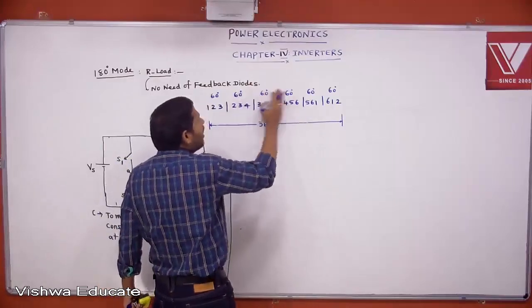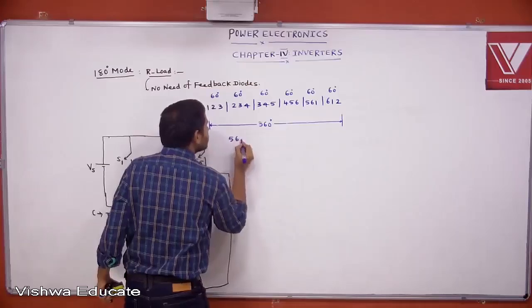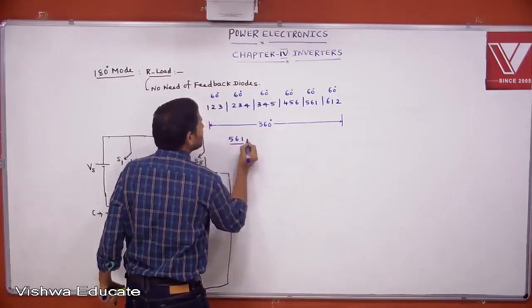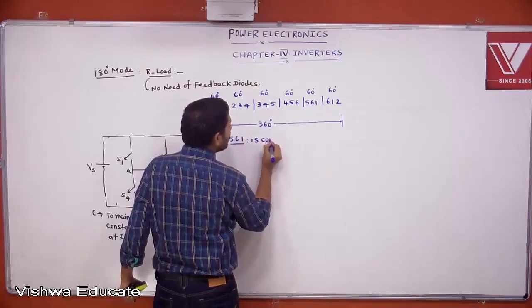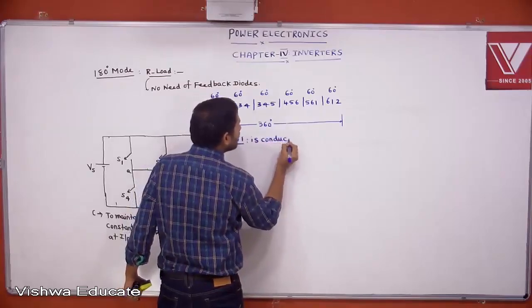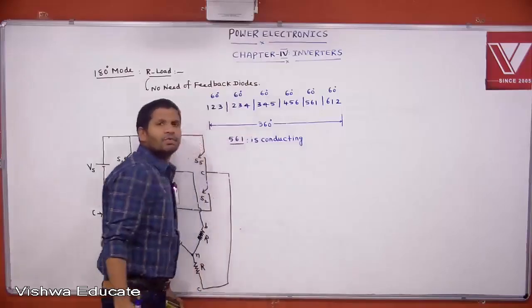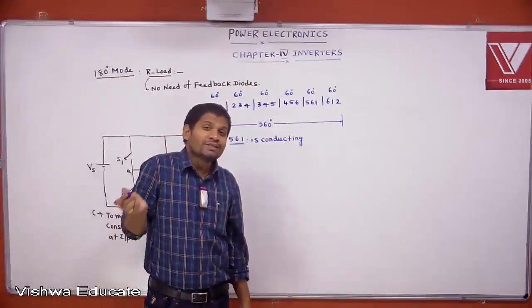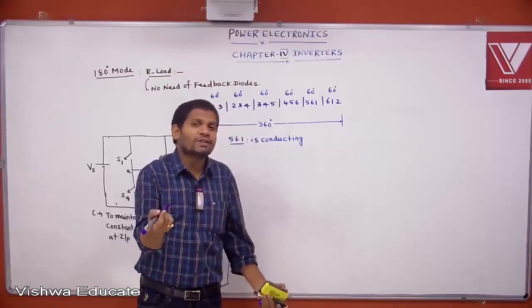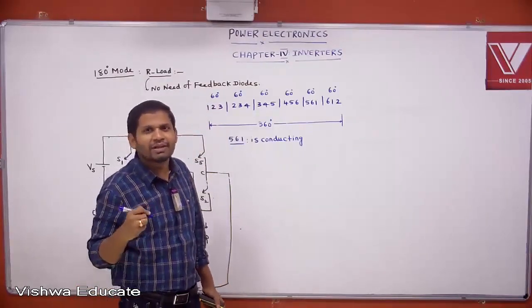After conducting all these devices, let us assume that S5, S6, S1 is conducting. If 561 is conducting, now I want to calculate what is the instantaneous phase voltage and what is the instantaneous line voltage. Once you know the instantaneous phase voltage, calculation of line voltage is very easy. But again, no need to calculate every time what is the line voltage.